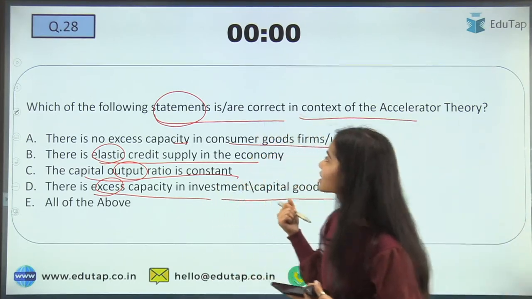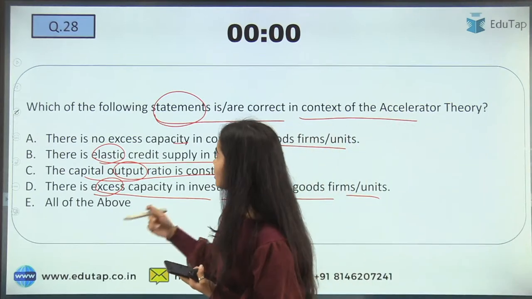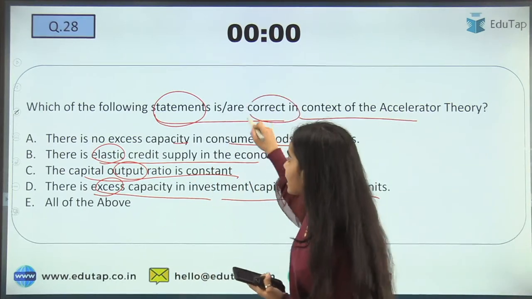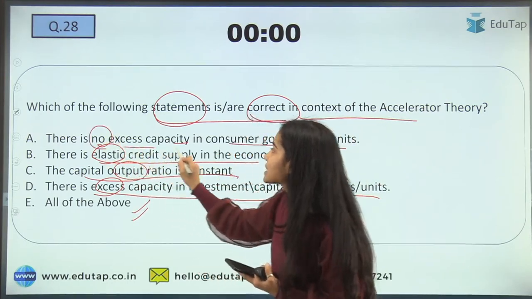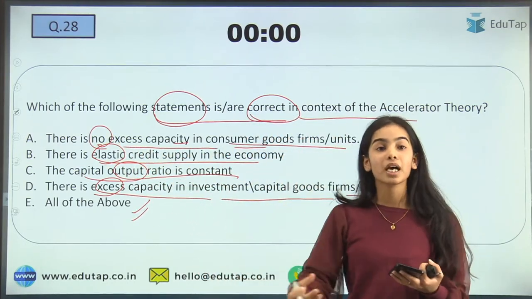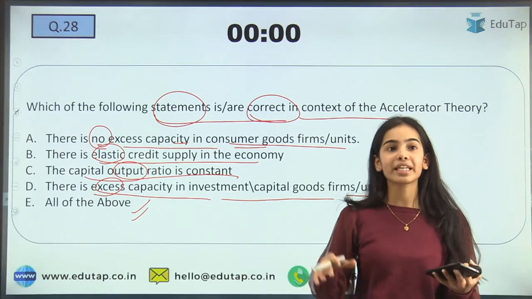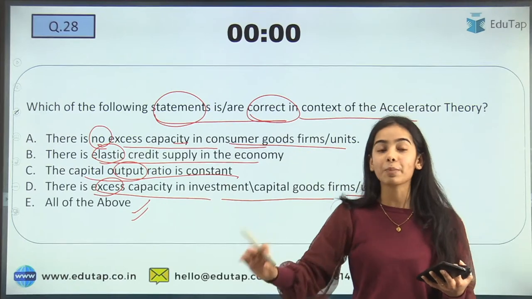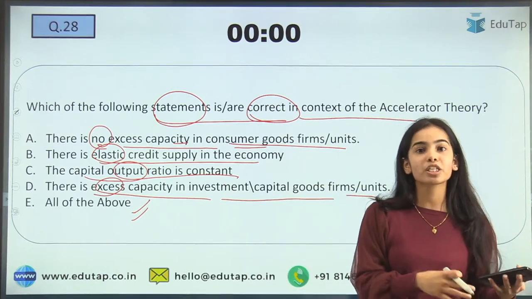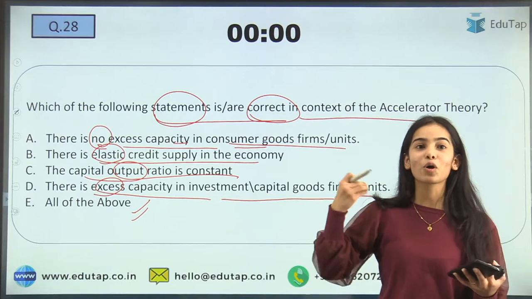Yes, okay. E is not the right answer. We are asking correct. Okay, all of the above is the right answer. See, there is no excess capacity in the consumer goods firms. Because why will they invest when they have excess capacity, when they have machines and all? So there should be no excess capacity. Then only they will ask for machinery. Then only they will ask for all the inputs.